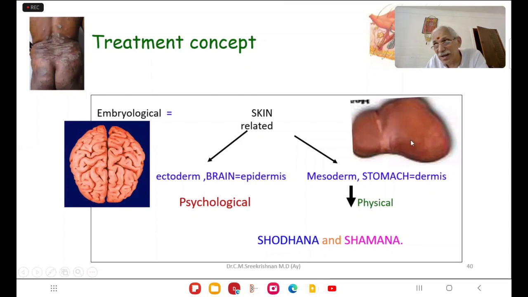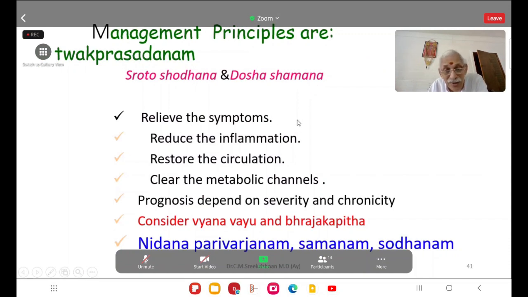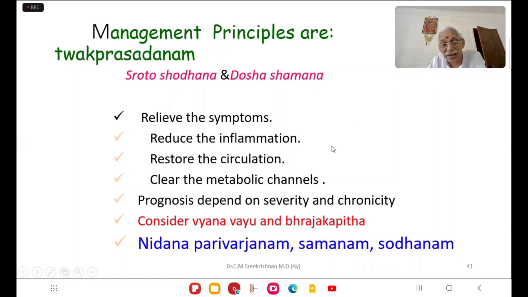Stress and Mithya Ahara Vihara, plus mental tension. So we want psychological and physical treatment. Physically, Shodhana and Shamana. The management principles are Srotoshodhana and Dosha Shamana: to relieve the symptoms, reduce the inflammation, restore the circulation, clear the metabolic channels. The prognosis depends on severity and chronicity. Consider Vyavaya and Prajnaparadha. Nidana Parivarjana is the treatment, Shamana is the treatment, Shodhana is also treatment.